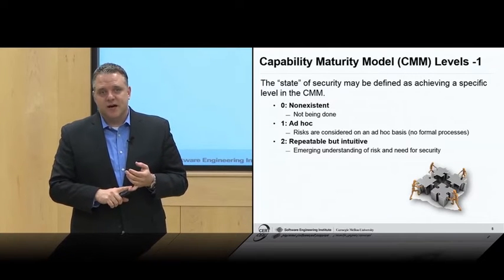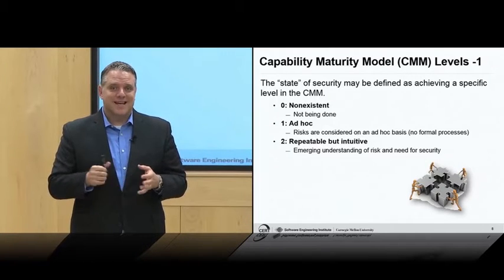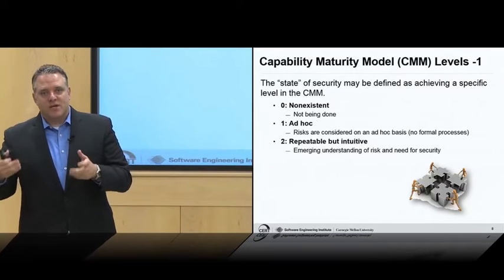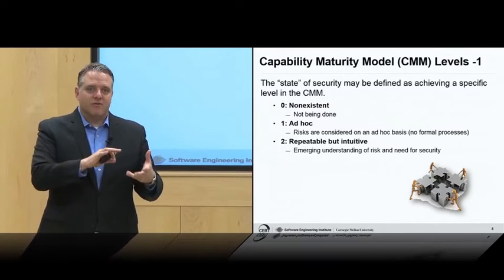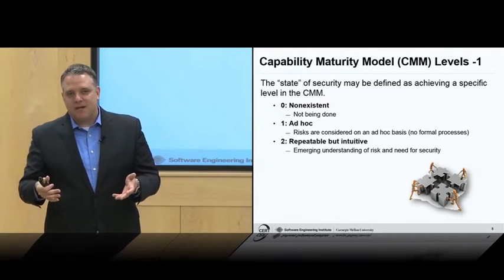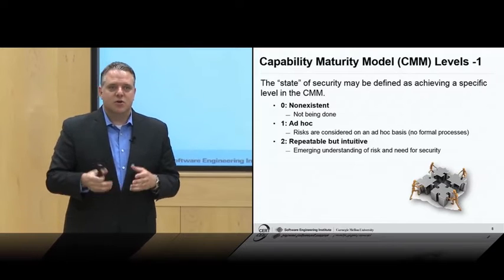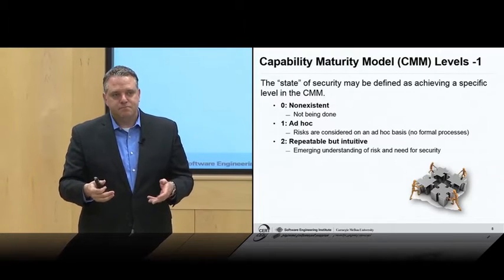If you're at a maturity level 1, it means you are doing things in an ad hoc nature. So you might be doing it, but the risks associated with whatever it is that you're trying to manage may not be considered. There's no formal process for managing risk, and so your overall maturity level is a 1.